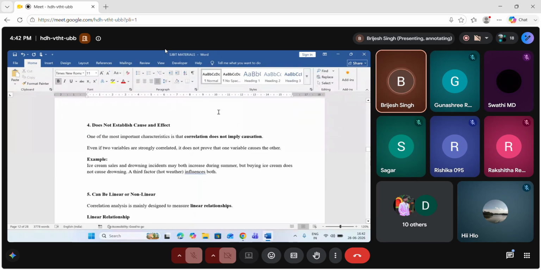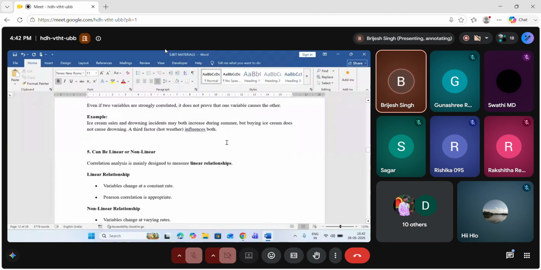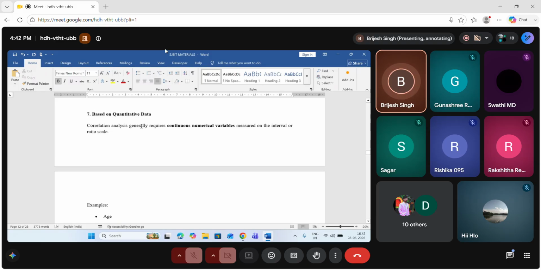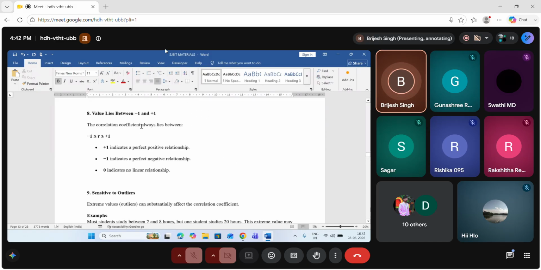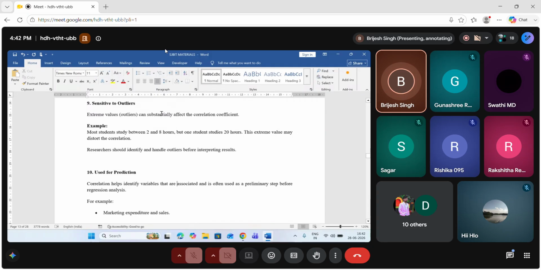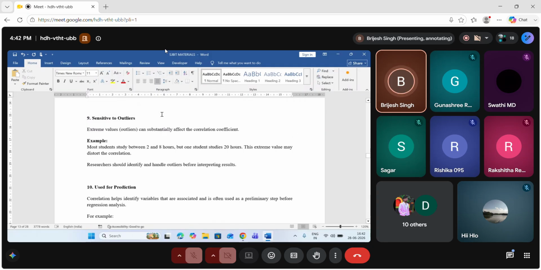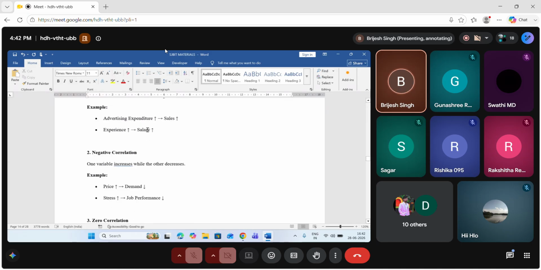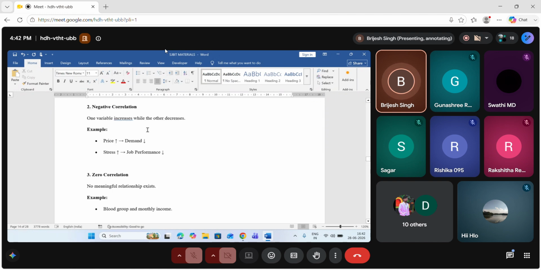Then followed by does not establish cause and effect, right? Can be linear and non-linear, symmetric relationship based on quantitative data. Value lies between -1 to +1, sensitive to outliers, used for prediction. You remember we did some analysis also in the Excel and even in SPSS. Whenever you are removing the outliers, your so-called mean value was improving and your standard deviation value was decreasing, right? Then types of correlation, the same thing: minus, negative, zero, and all.